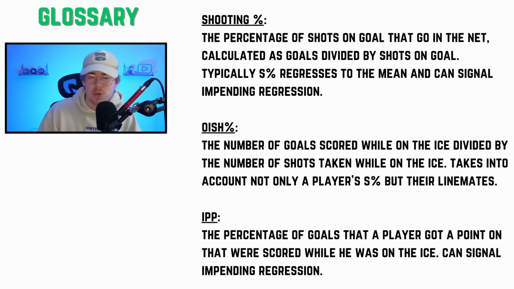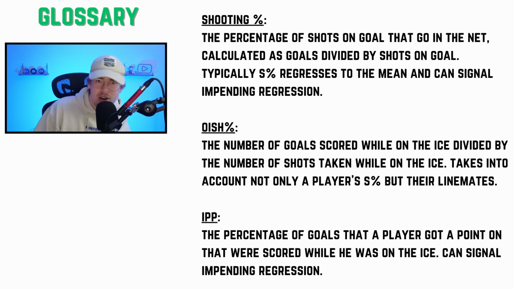You guys should know what shooting percentage is. It's a percentage of shots on goal that go in the net, calculated as goals divided by shots on goal. Typically, shooting percentage regresses to the mean, so if somebody has a very high shooting percentage compared to the career rate, you can expect some regression. And also, if someone has a really low shooting percentage, you can likely expect that to bounce back.